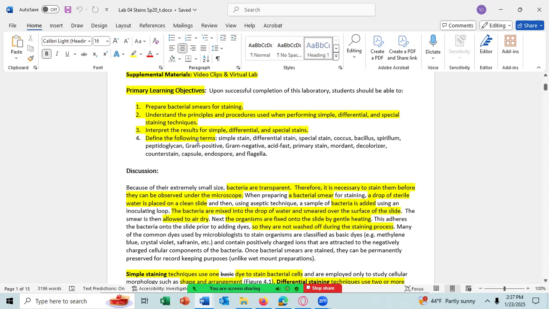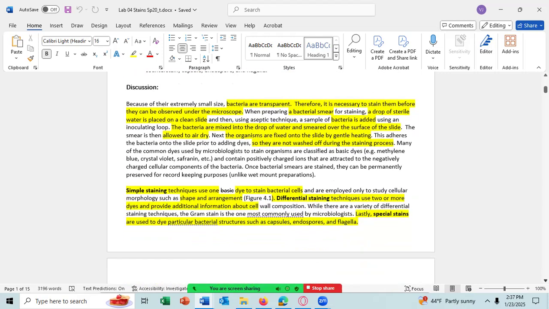What's a coccus? What's a bacillus? What's a spirillum? What is peptidoglycan? What are gram-positive cells? What are gram-negative cells? What's the acid-fast stain? What is a primary stain? What is a mordant? What is a decolorizer? What is the counter stain? What is a capsule? What is an endospore? And what is a flagella? Any questions about any of those objectives?